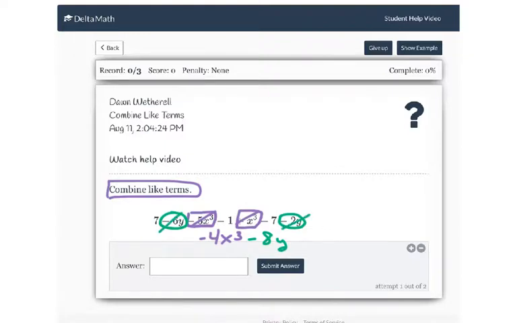And then in this particular problem, the only other thing I have are numbers. So I've got a 7 minus 1, which is 6, minus 7, which gives me a negative 1, so minus 1. So then I would type in my answer, a negative 4x cubed minus 8y minus 1, and submit my answer.